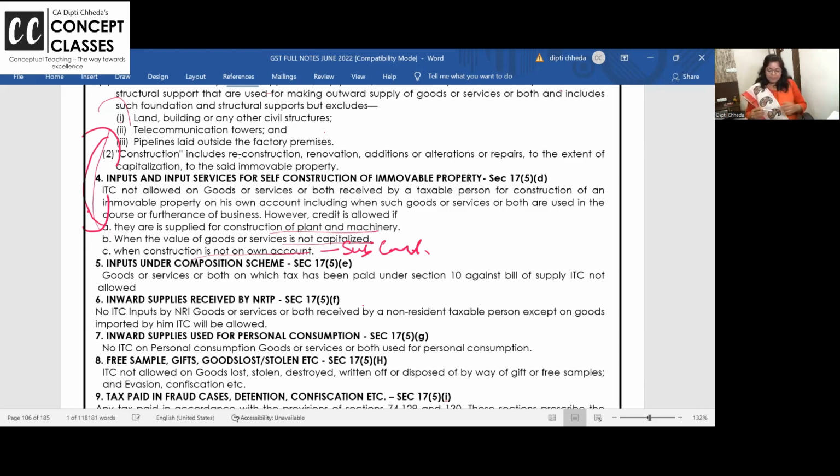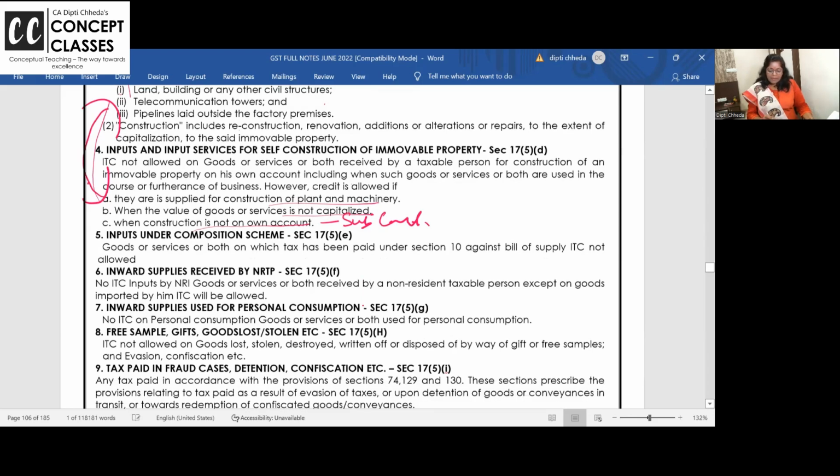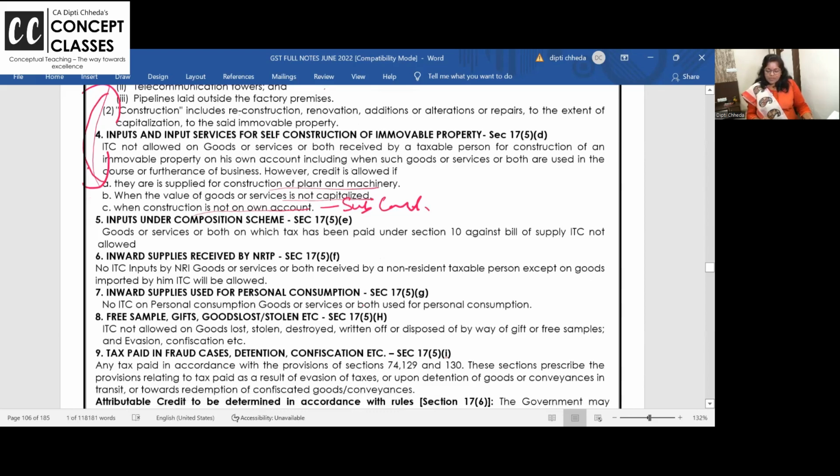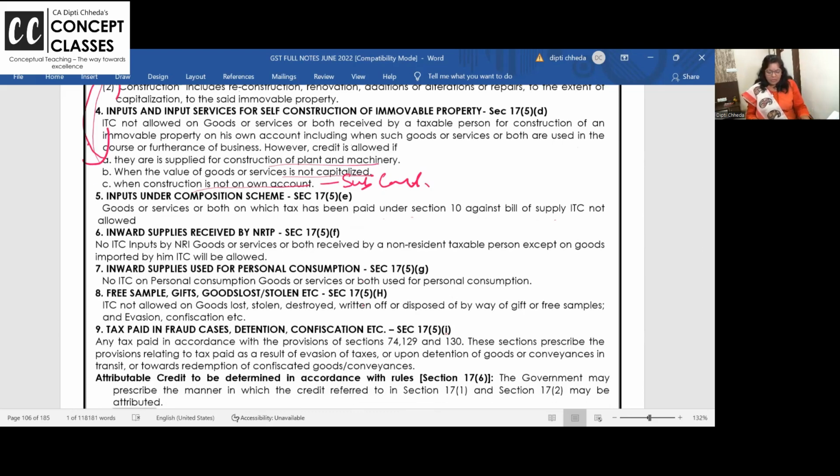चलें साथ में. Now, inputs used under composition scheme. Goods or services on which tax has been paid under section 10 against bill of supply and all. Composition में actually other person cannot charge the tax only because he cannot issue the tax invoice. But indirectly or anyways, if we have paid, ITC is not allowed.